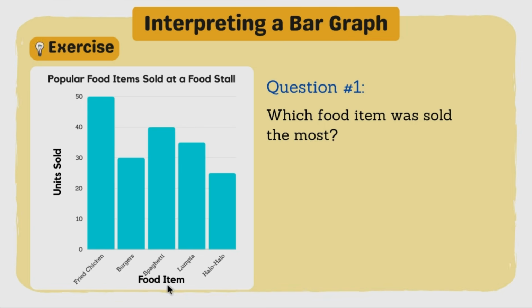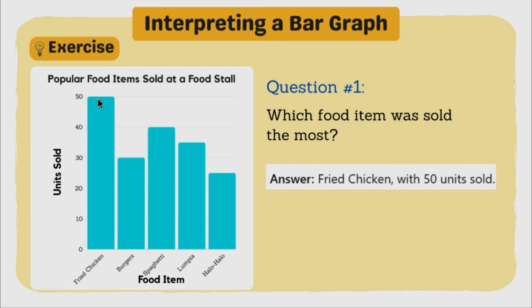Okay, andito po yung ating category. Merong fried chicken, burgers, spaghetti, lumpia, and halo-halo. And we have here the frequency. These are now the number of units sold. Kung ilang piraso po yung nabenta. Okay, now which food item was sold the most? Syempre yung pinakamataas po ang kanyang bar, which is fried chicken, amounting to 50 units. Okay, the fried chicken with 50 units sold.